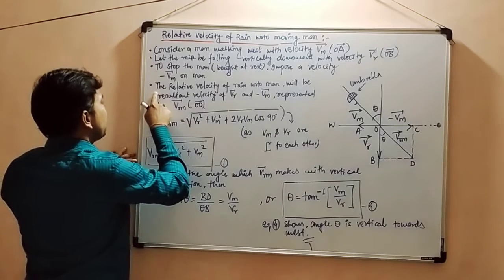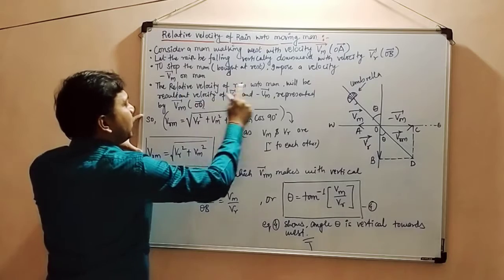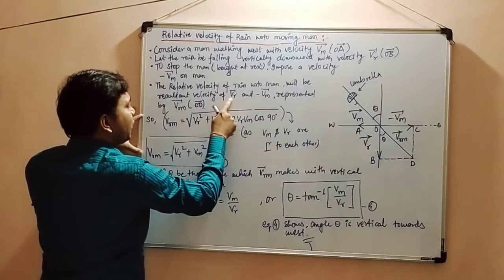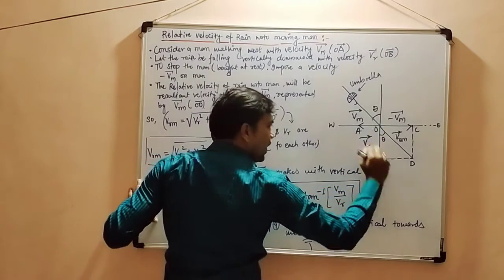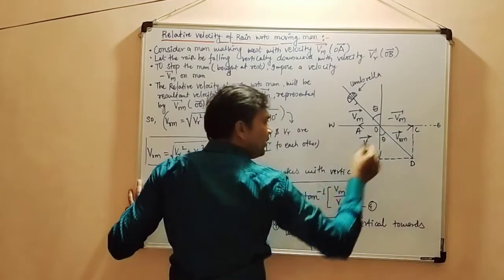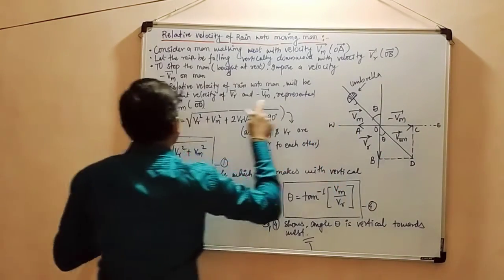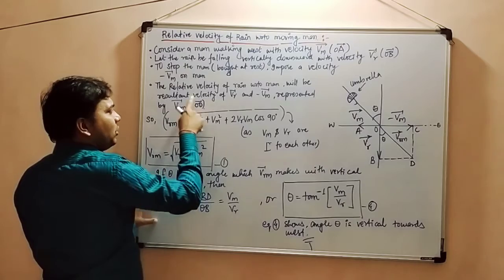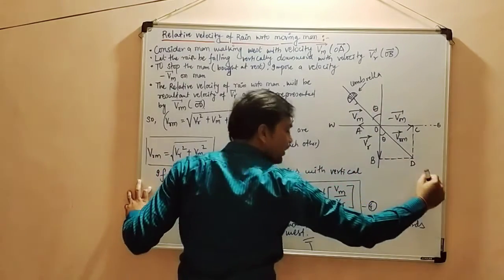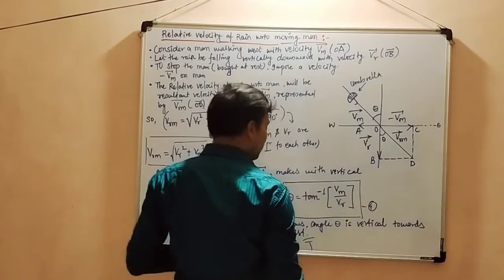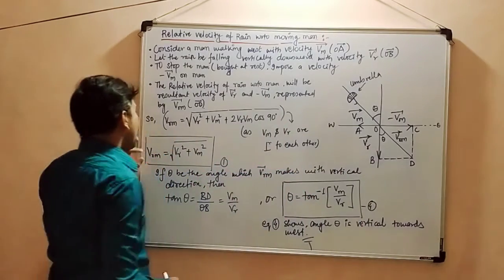Minus Vm on it. So next point is here, the relative velocity of rain with respect to man will be the resultant velocity of vector Vr and minus Vm. When these two act simultaneously, there will be a resultant vector. This is represented by the vector Vrm towards the OD side. O to D side, the resultant vector आएगा, that is the resultant of vector Vr and minus vector Vm.